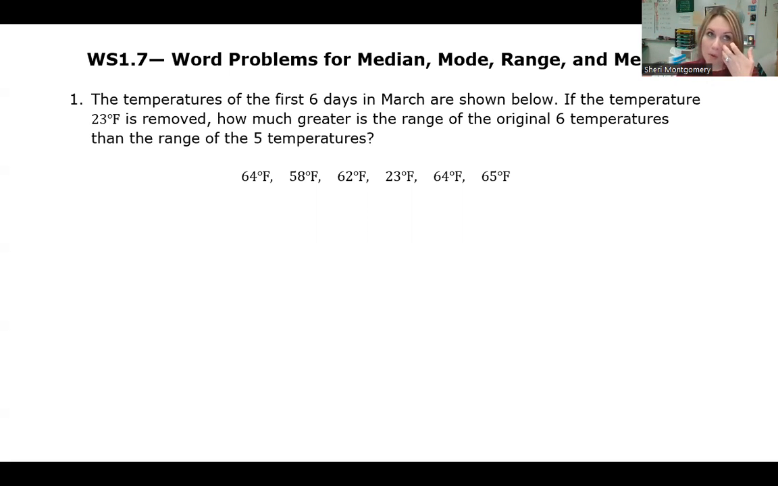So this first problem: the temperatures of the first 6 days in March are shown below. If the temperature 23 is removed, how much greater is the range of the original 6 temperatures than the range of the 5 temperatures? Y'all remember when I had you guys line up in order of age? And I wrote all the ages on the back wall, and then we took my age out. That's kind of what we're doing.